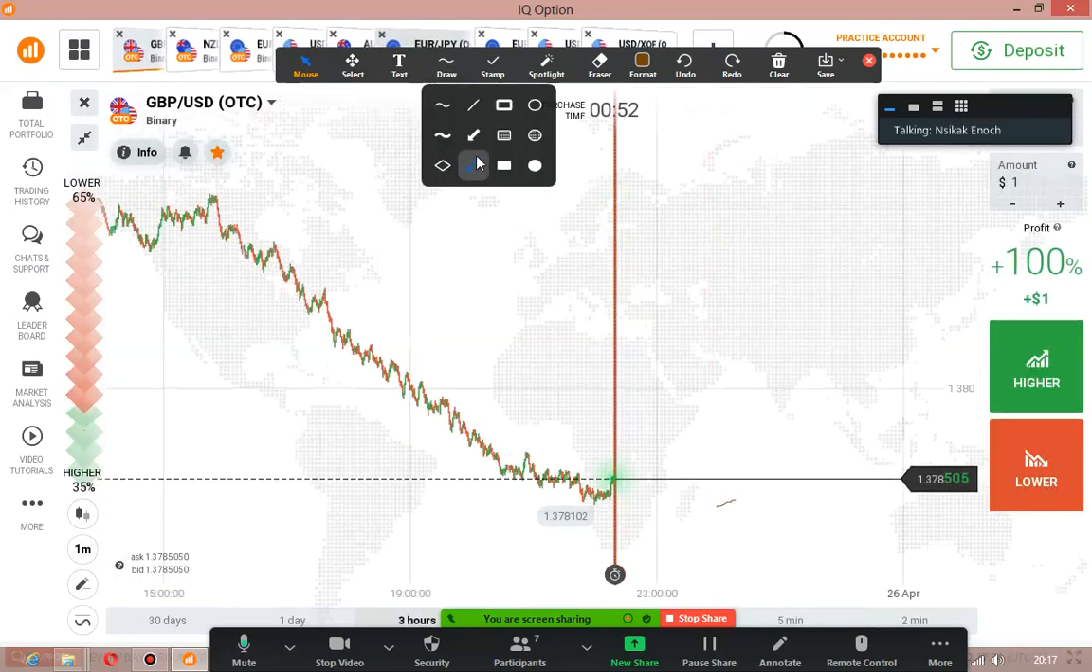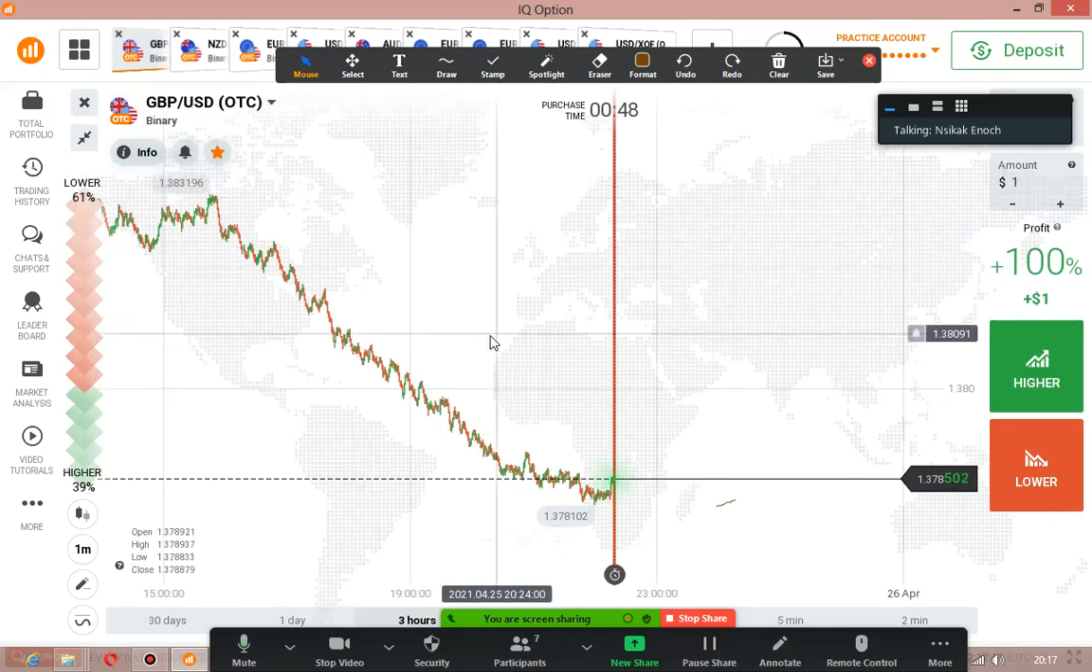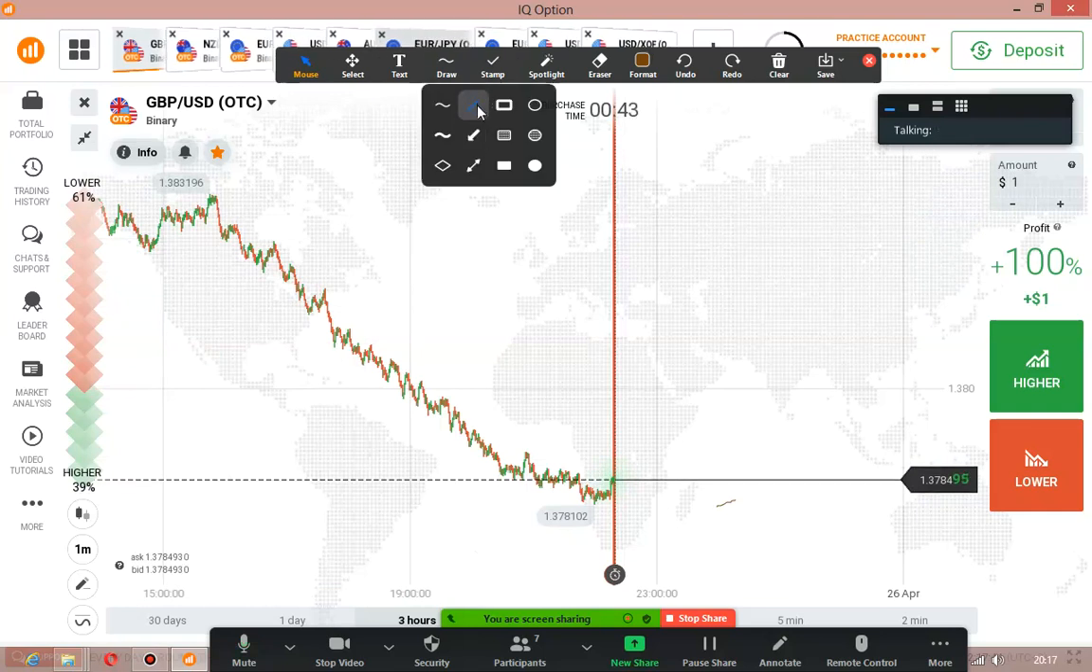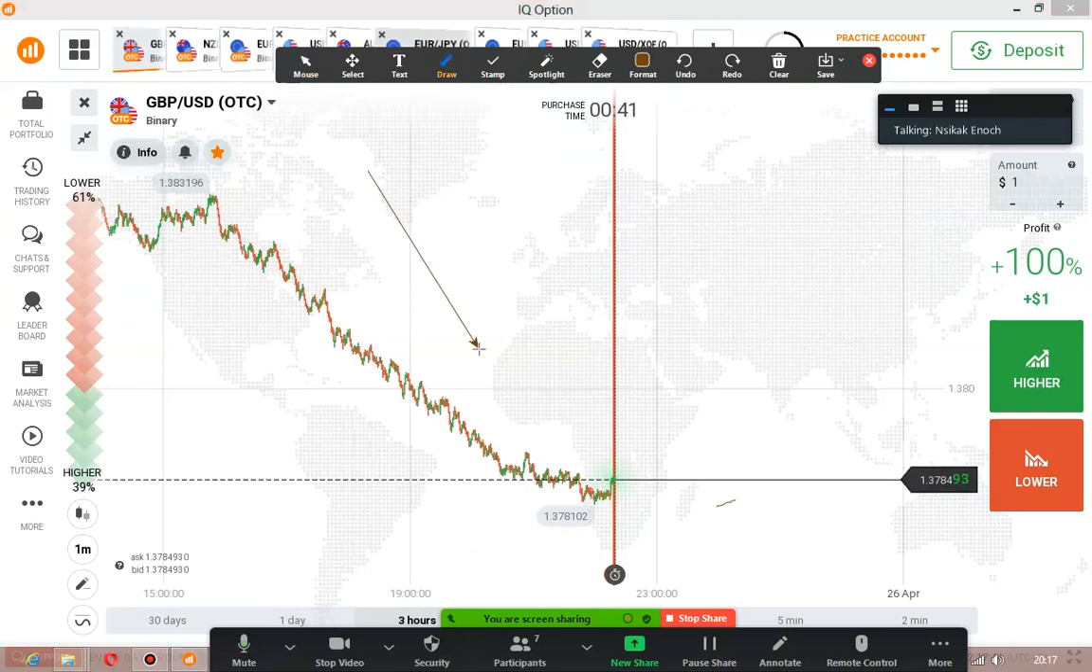So the first thing that you need to look for is number one, the trend. Number two, if the trend is in a downside, look for the strongest pullback. Look for the strongest pullback. Then look for the continuation.